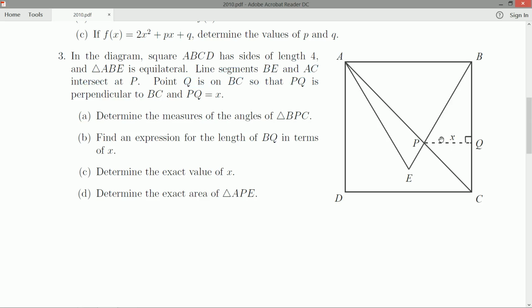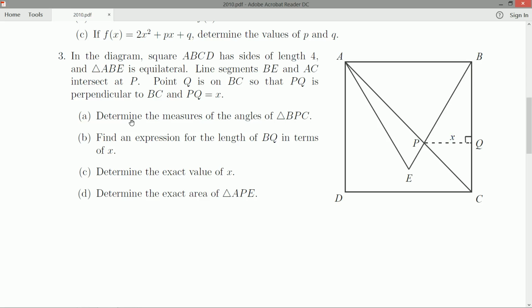And PQ is equal to X. Alright. So, something else I'm noticing, BPC is a triangle, and we've got a height of X and a base of BC here. So, things to think about.